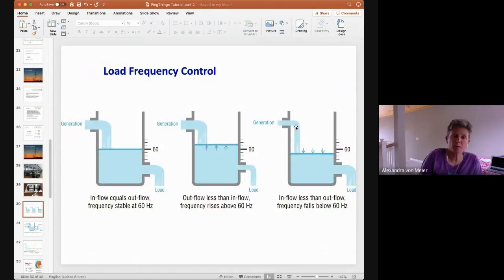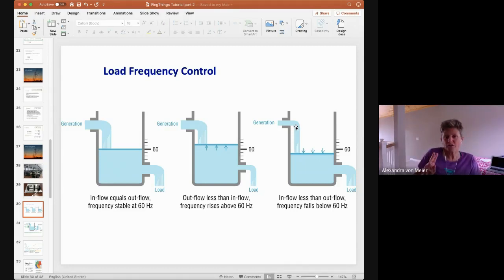Here's a more common and less powerful way to visualize frequency control, and that is using water as a visual aid. The analogy here is that we have a water level that stays constant if the frequency is constant. If there is more generation than load, in other words, we're driving the system harder than we're extracting power, the water level will rise. And if there's more load than generation, the water level will fall.